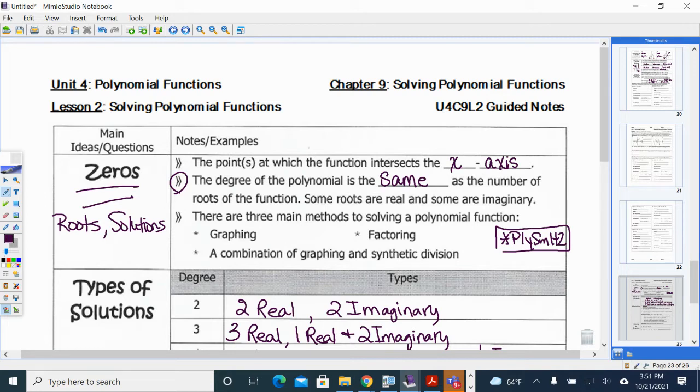The next bullet says there are 3 main methods to solving a polynomial function. The first one's graphing, the second one is factoring, and then the third one's a combination of graphing and synthetic division. Now, in pre-calculus, they don't use the graphing function, but that's something that you'll learn about in pre-calculus if that's what you choose to take. In this class, we are not going to talk about factoring, but we are going to talk about how to solve using graphing and using synthetic division. So that's why I've added synthetic division out here. You don't normally use it, but I'm going to show you guys how to solve using it.